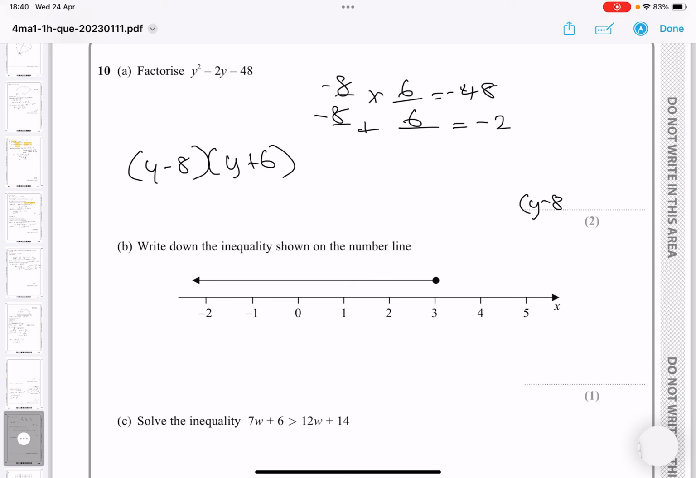Okay? So that's how you factorize quadratics. You see which two numbers multiply to give you minus 48, and which two numbers, when you add them together, give you minus 2. Okay, next question.